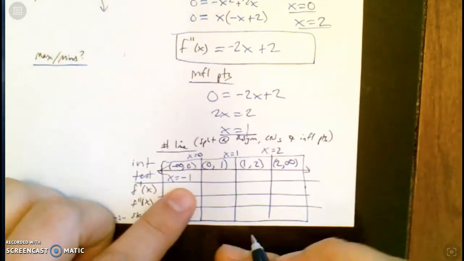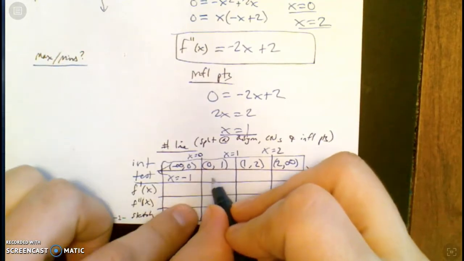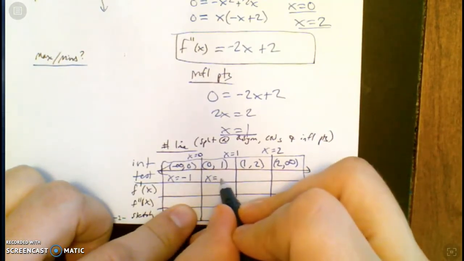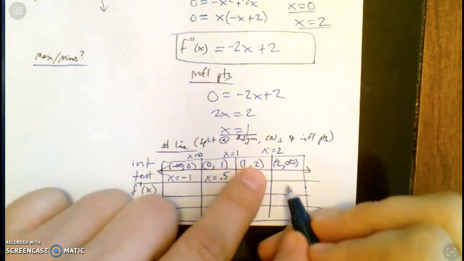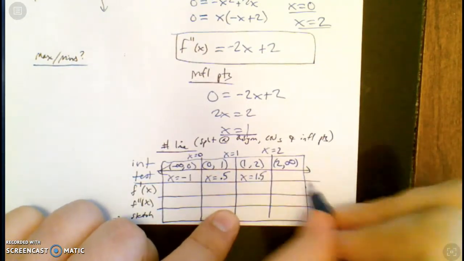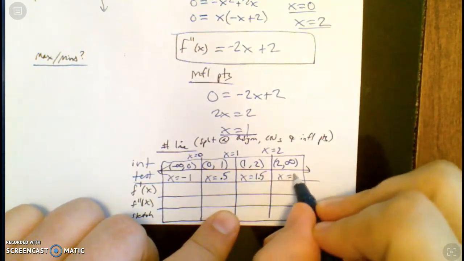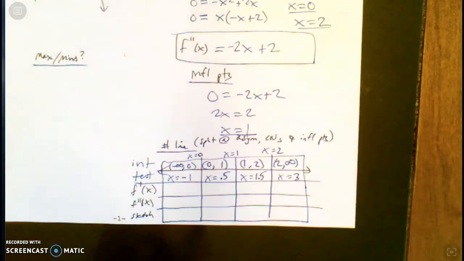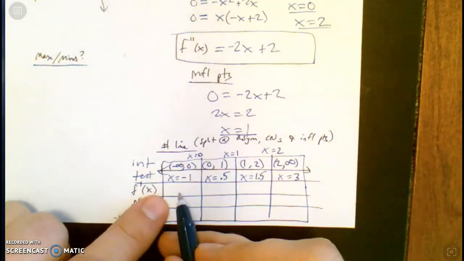Okay? So my test points, some of them are going to be nice, some aren't. I would test negative 1 because it's small. Here it's going to be kind of ugly, 0.5. Here, 1.5. I mean, you could use any number between there. And here, how about 3? All right, so I got some points to test, and I'm testing them in these.